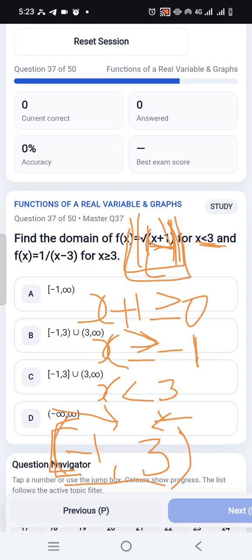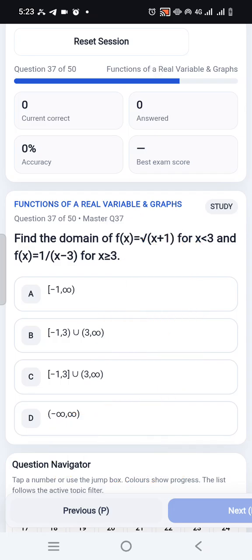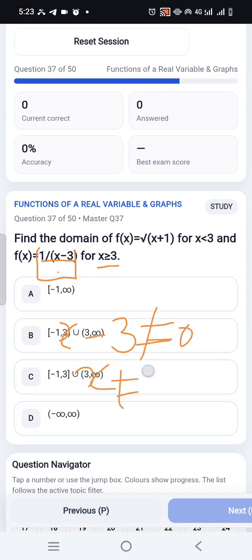Do you get it? Now you find the domain that works for the second part as well, when s is greater than or equal to 3. Of course we see that this function has a denominator, and once the denominator is equal to 0, the function itself is not defined. So you can have every real number except when s minus 3 is equal to 0. So s minus 3 must not be equal to 0, meaning that s must not be equal to 3.